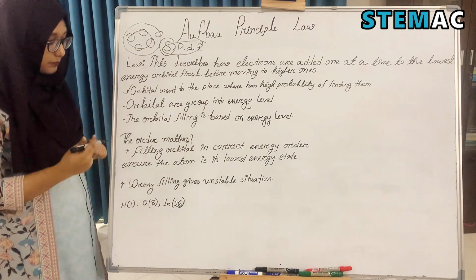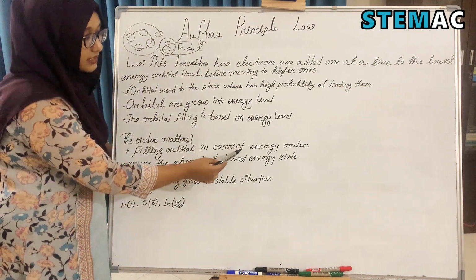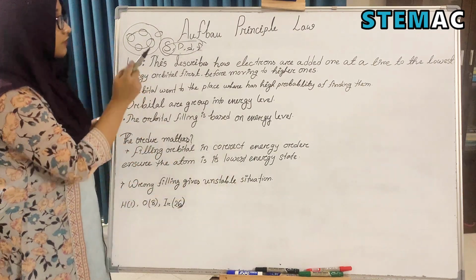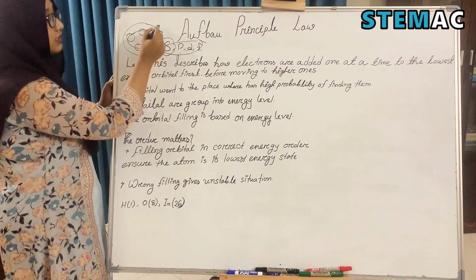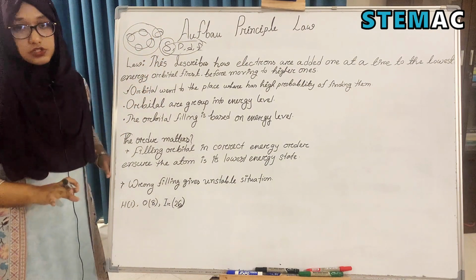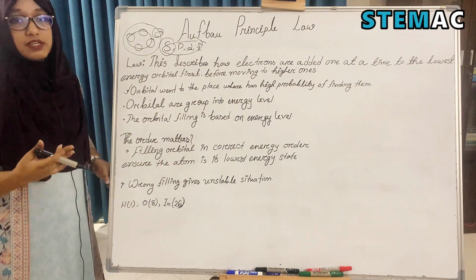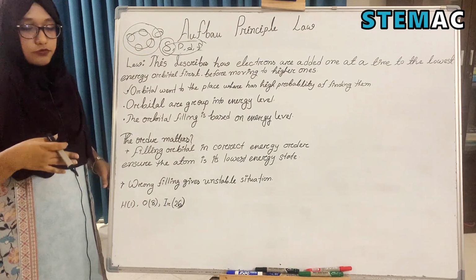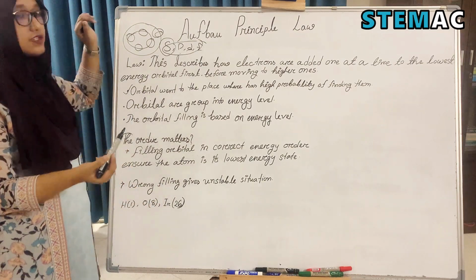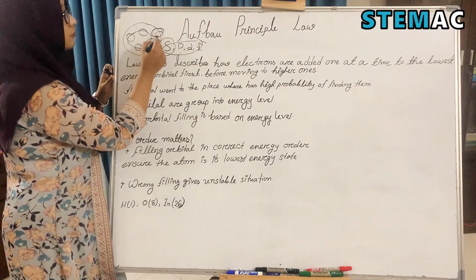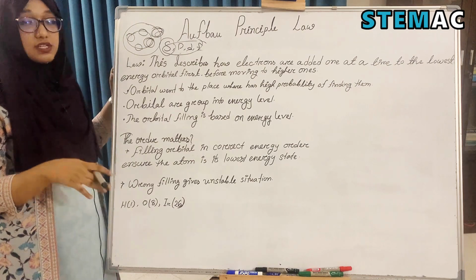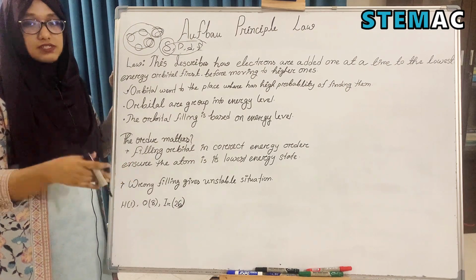So why does this order matter? Filling orbitals in the correct energy order ensures the atom is in a low energy state. When electrons move to the lower energy part first, they get a stable situation and then have the ability to move to the upper state. Wrong filling gives an unstable situation, so they need to move precisely from one step to another.